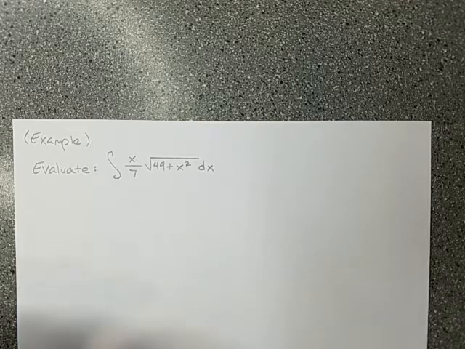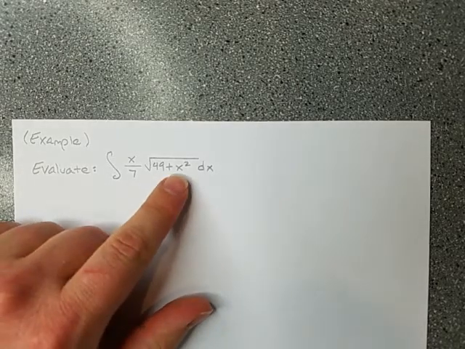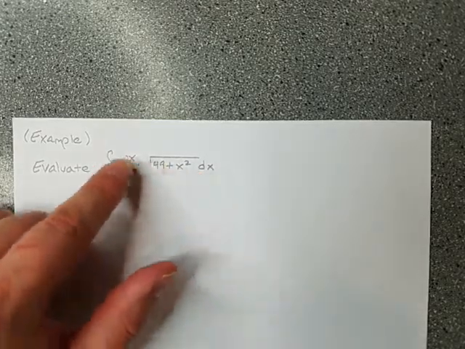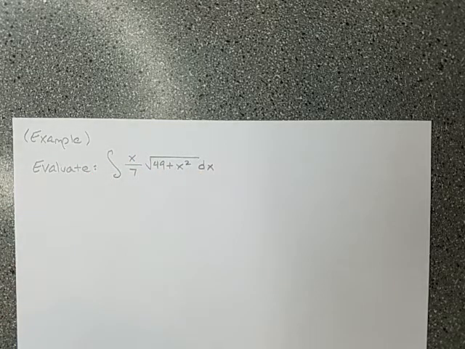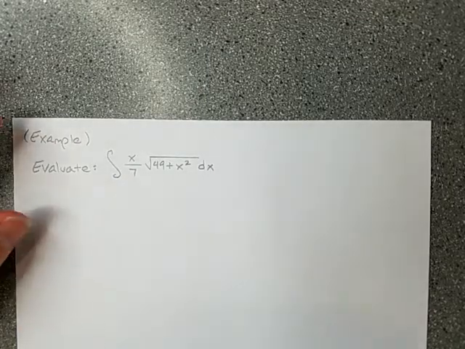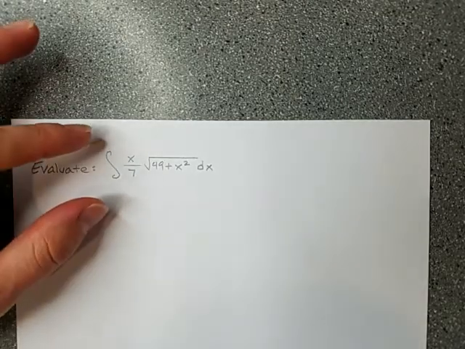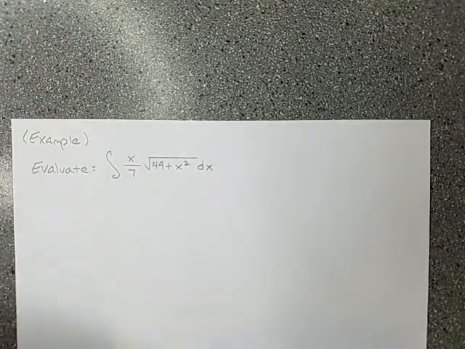Just to be honest with you, if you let u be 49 plus x squared, then du is going to be 2x dx. You got the x dx right there. Okay? So you might say, well, why is it in this video if you can do it by u substitution? And I wanted one to practice.